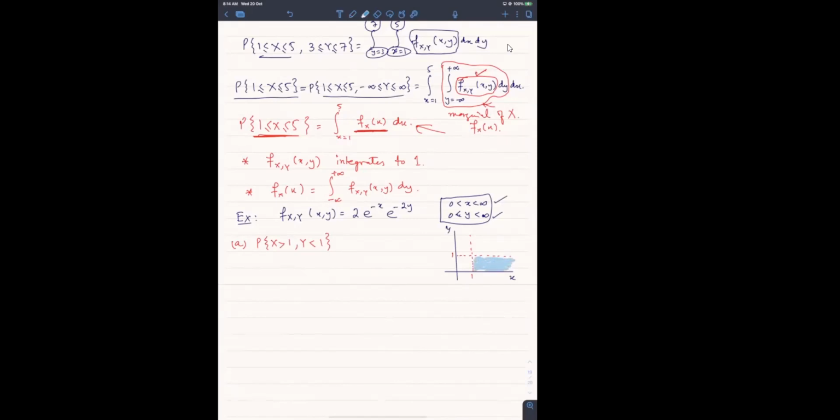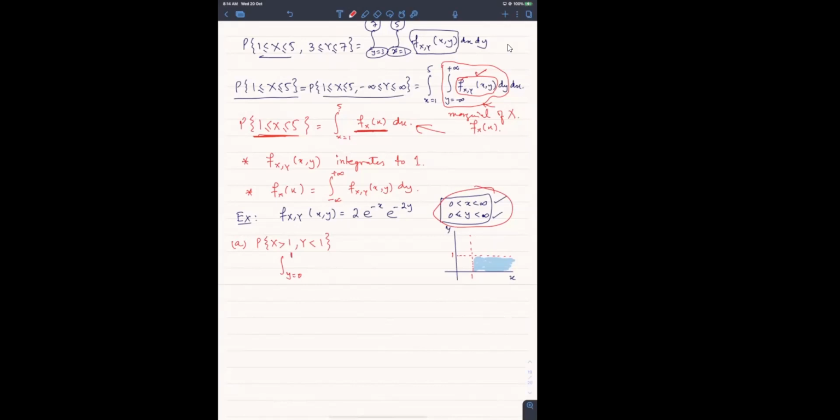This region, इस region के ऊपर हमने integration करनी है. And how do we integrate over this region? It's very easy. कि y going from, जो हमसे पूछा गया है, 0 to 1. y cannot be less than 0 because it is given that y is between 0 and infinity, x is between 0 and infinity.